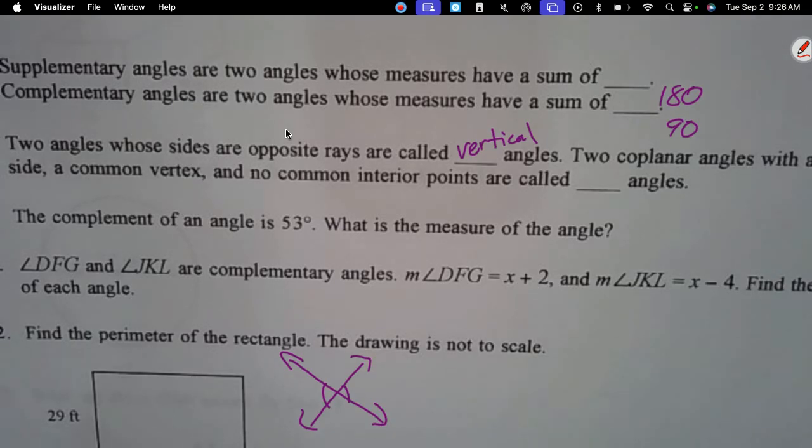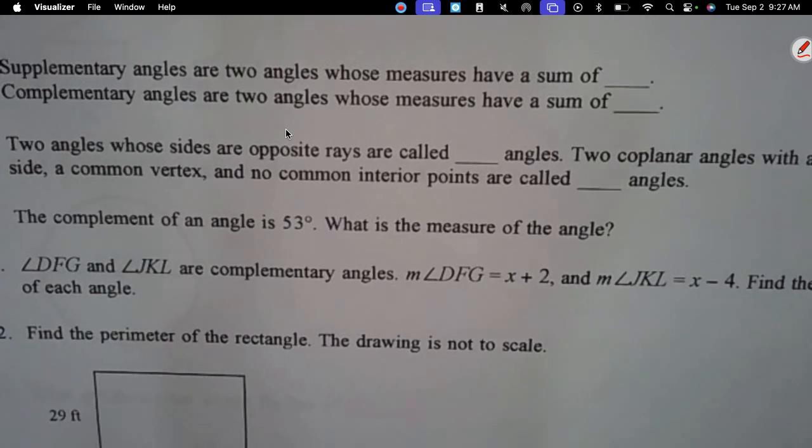Do y'all remember doing this one? Again, that one's going to be just memorizing. The same exact questions, y'all. Supplementary is 180. Complementary is 90. The next question. Vertical angles are opposite. Vertical angles look like that. And then adjacent angles share a side. They're next to each other. Those are definitely things that we need to know. All right. Let's keep going.